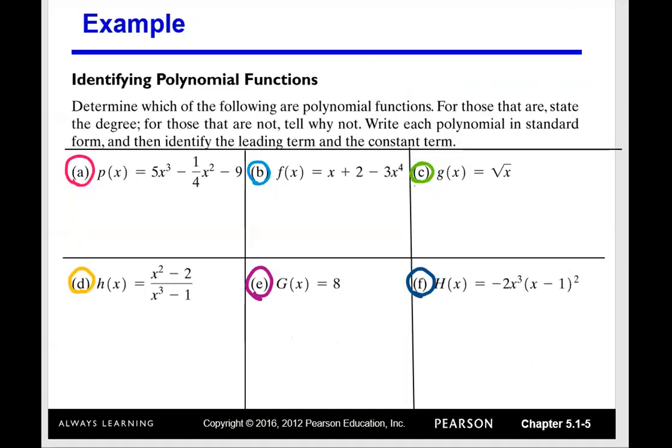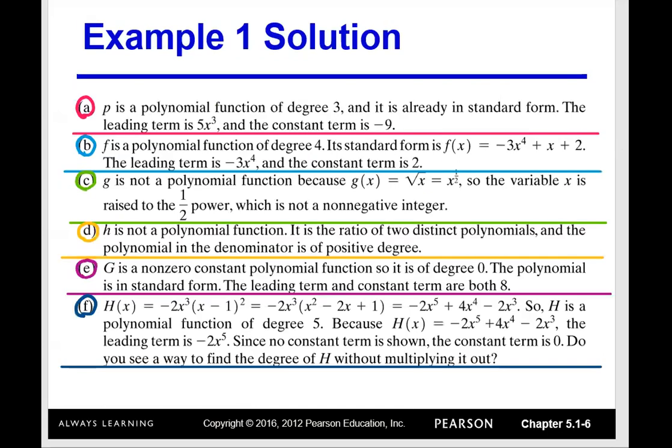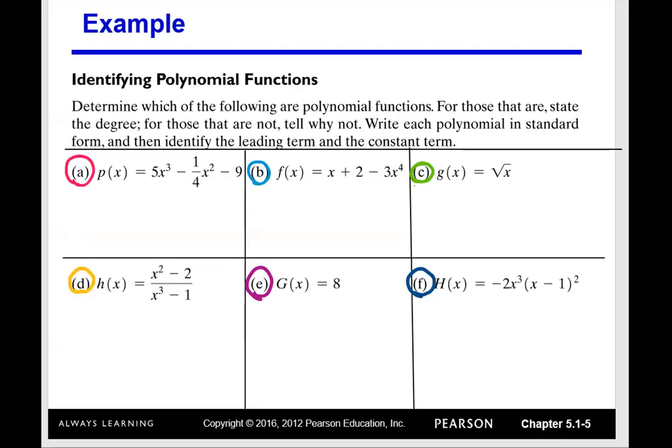All right, so examples here. Identify polynomial functions. Determine whether each of the following are polynomial functions. For those that are, state the degree. For those that are not, tell why not. And then write each polynomial in standard form. And then identify the leading term and constant term. So I tried to color code this. I added the color in there and I drew some lines. But on this slide, I got A, B, C, D, E, and F. And then here's their explanation all written out in detail, but I'm going to go through it with you in April speak, as I like to call it. So for part A, when I look at this, is it a polynomial?